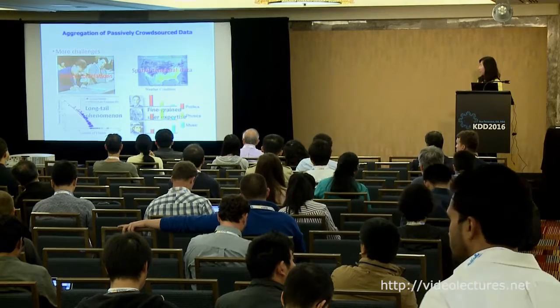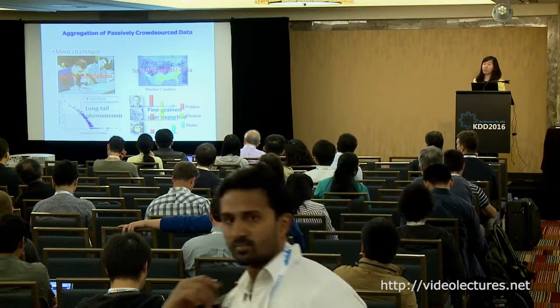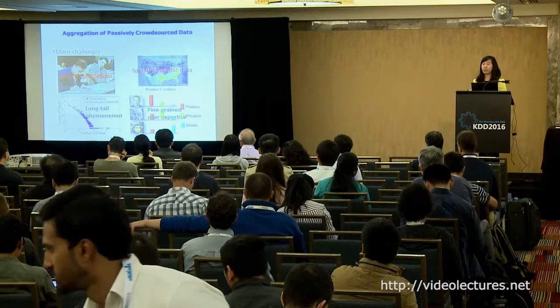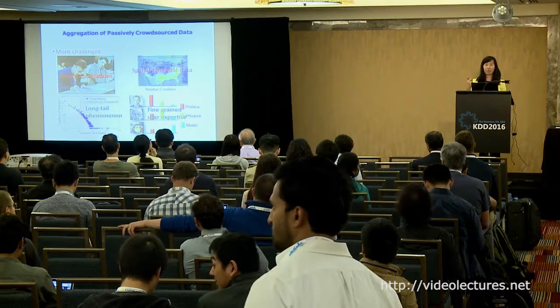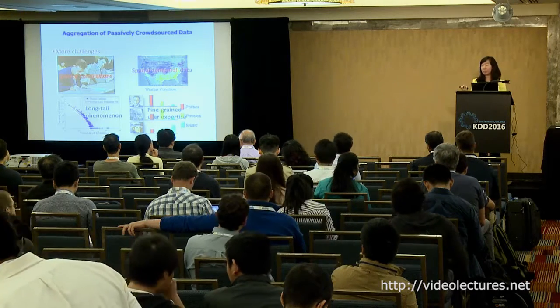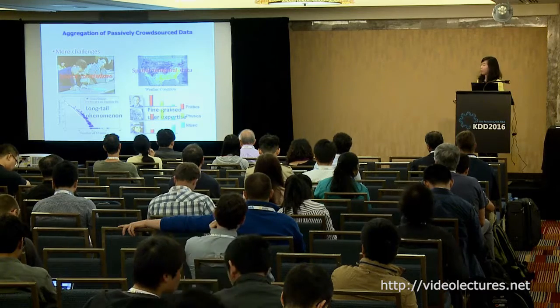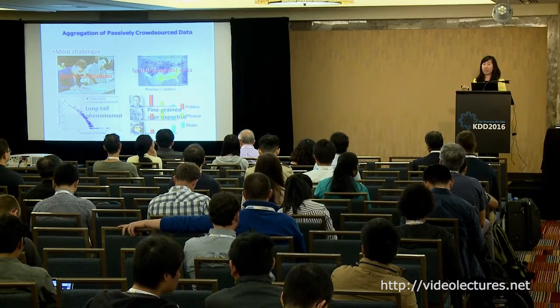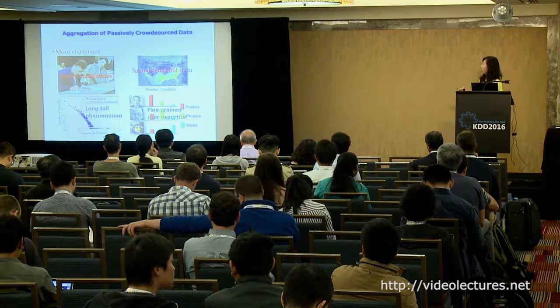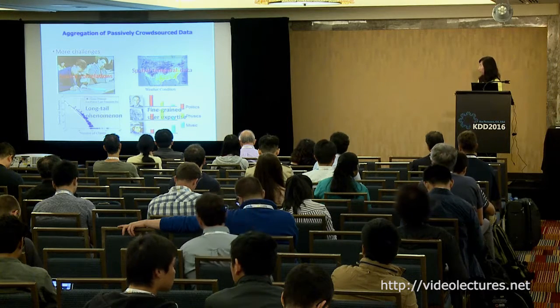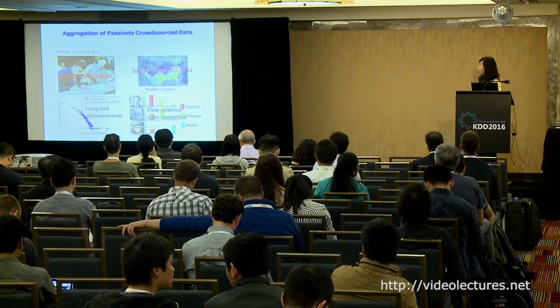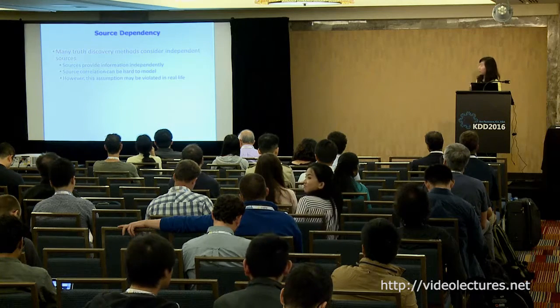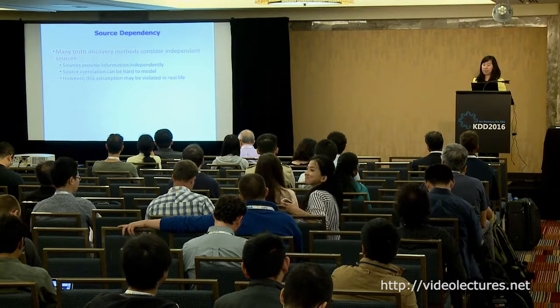And the last one is fine-grained user expertise. In previous truth discovery methods, we assume that each source has one source rate of self-reliability degree. But actually, the users may have different expertise levels on different topics. So let's talk about this work one by one. Let's first look at the source dependency work.